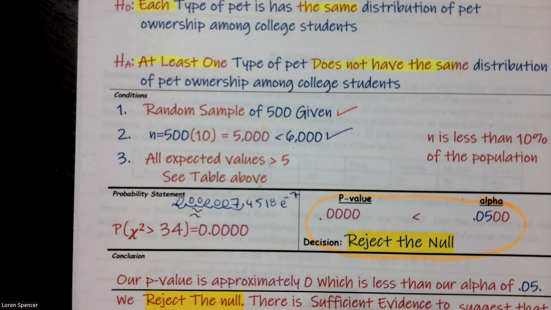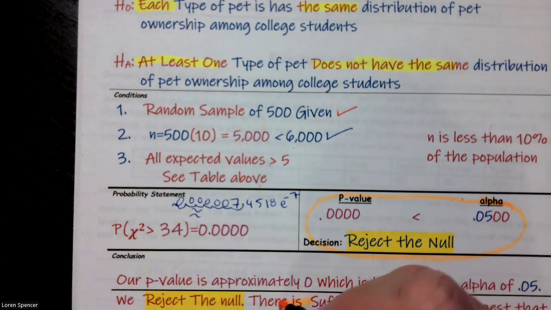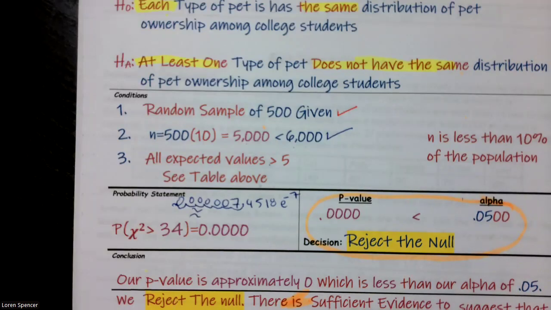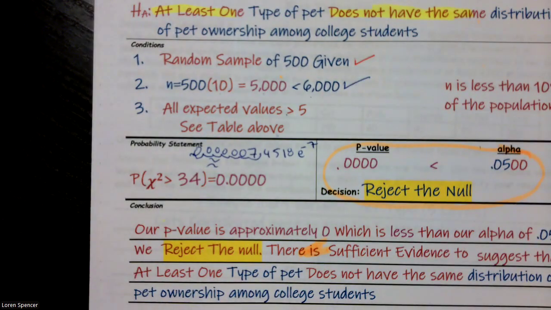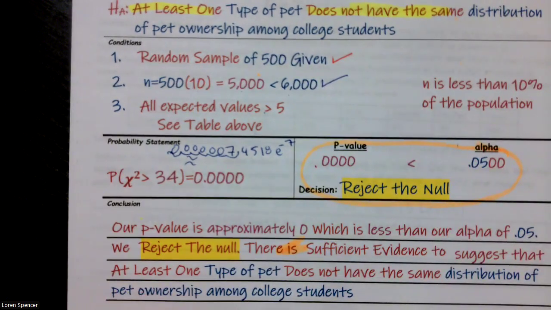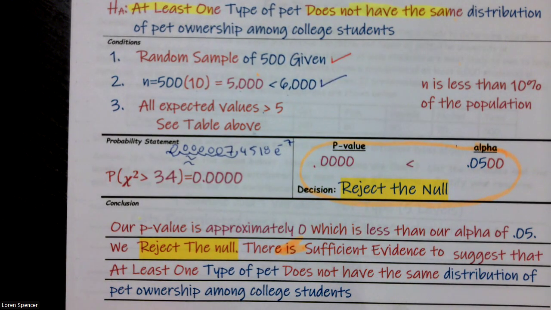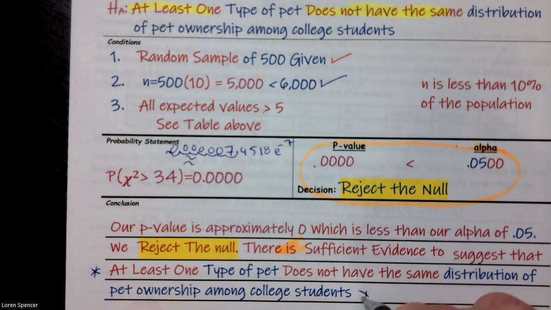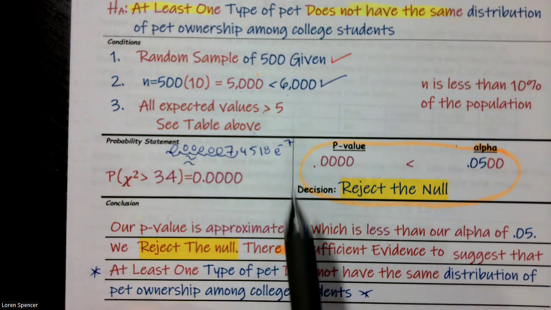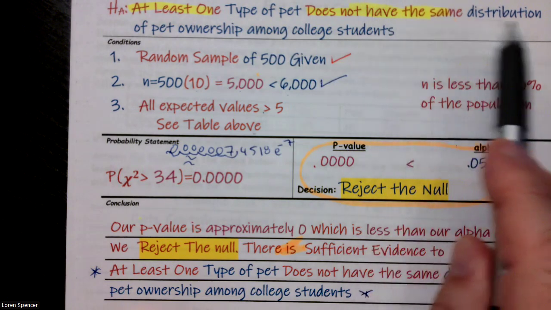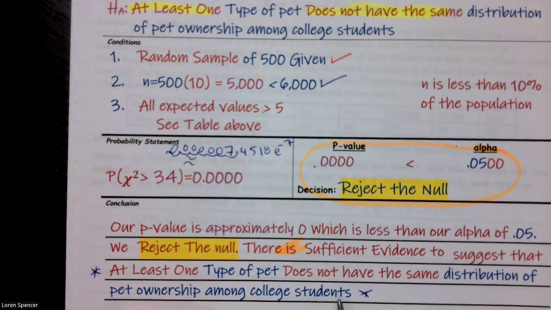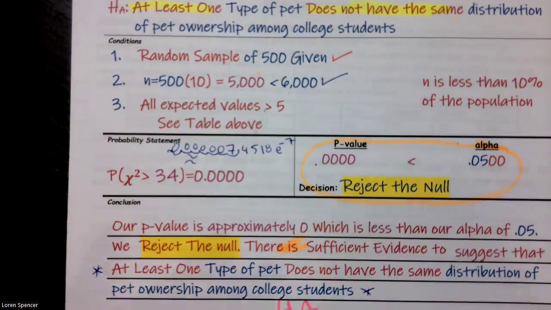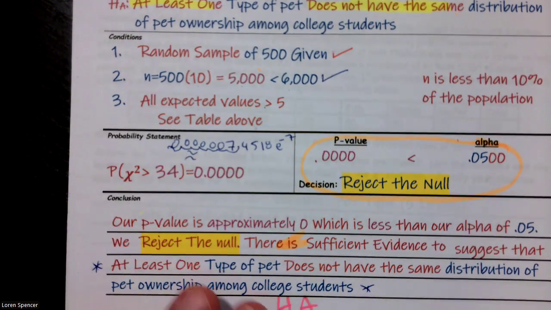There is sufficient evidence, because you're rejecting. We have lots of evidence to suggest that at least one type of pet does not have the same distribution of pet ownership among college students. And by the way, if you've seen any of my videos, you know what I'm about to say: that statement is exactly our alternative hypothesis. This is where our HA comes from. We always restate the HA at the end. So please make sure you write a good alternative hypothesis.